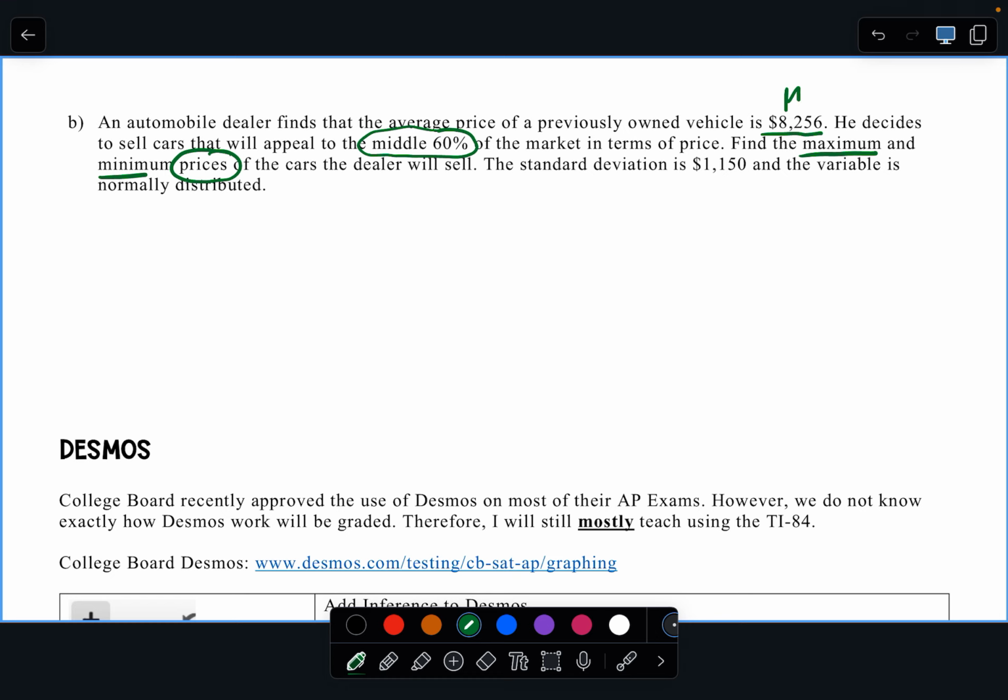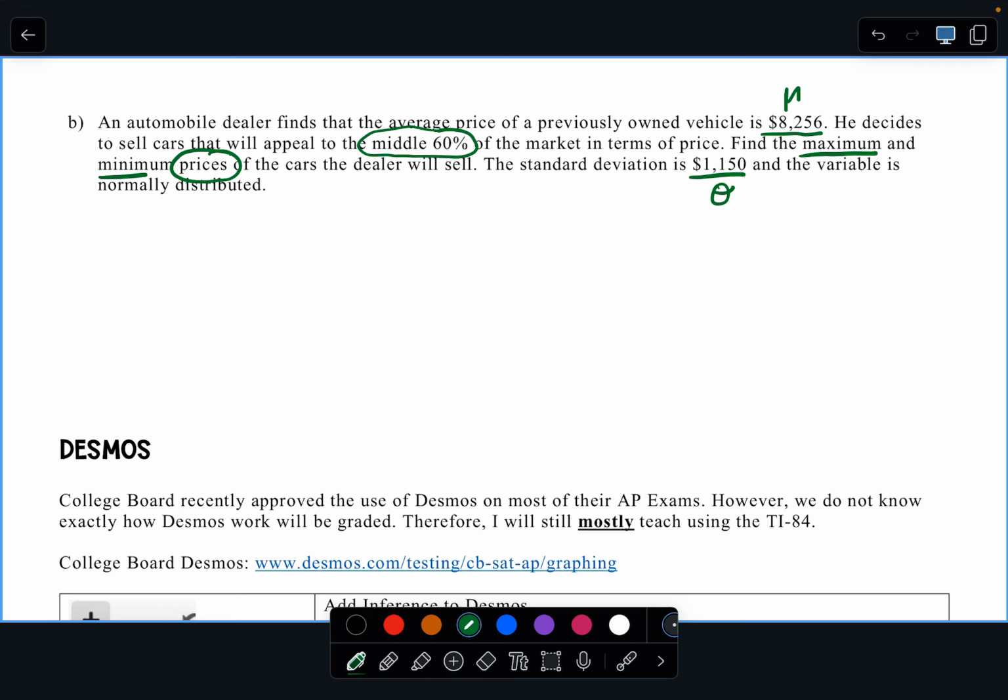So when I see this question, they gave me a percentage. They gave me middle 60%, and they want me to find a value. That tells me immediately that I'm doing inverse norm. So again, normal CDF is they give you values, they want percentages. Inverse norm is they give you percentages, they want values. The standard deviation is 1,150.